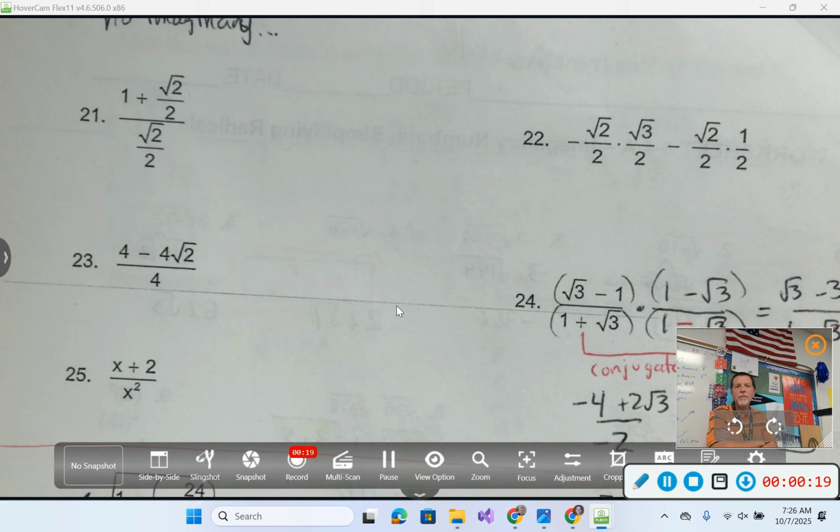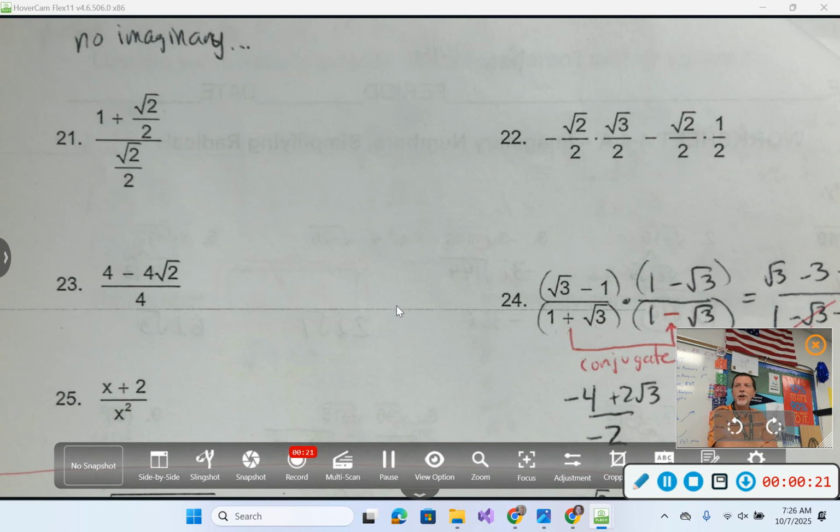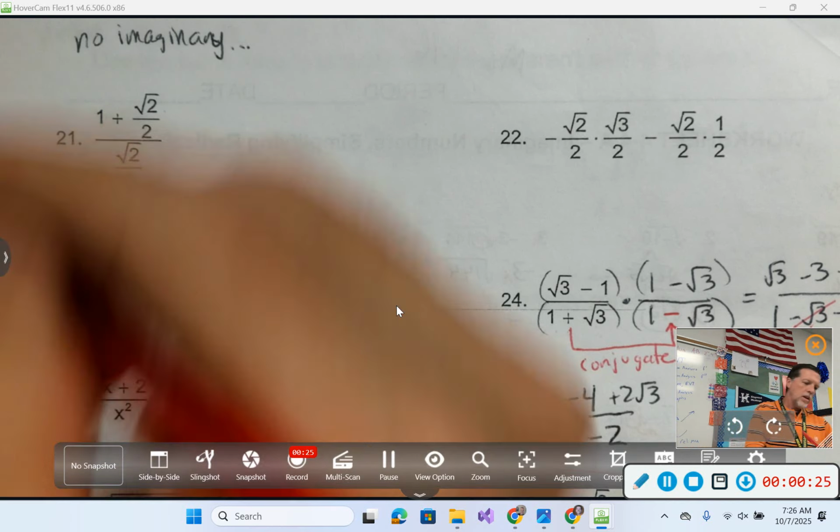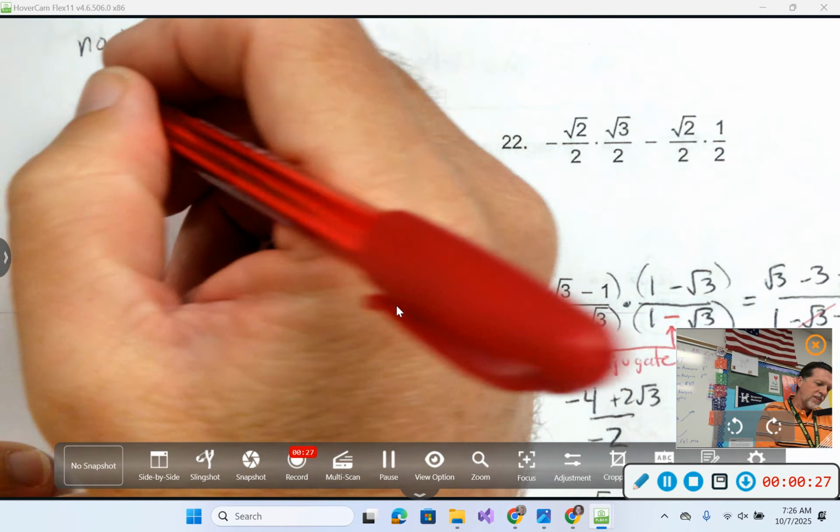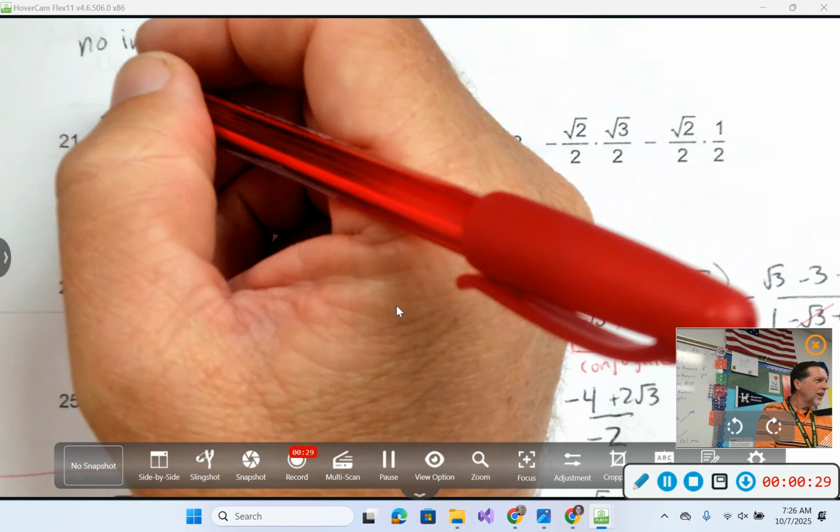What do you not like about 21? Like, be specific. It's ugly, it's long, it's hard. The fractions. So, fractions in fractions. What'd you say, Kinley?